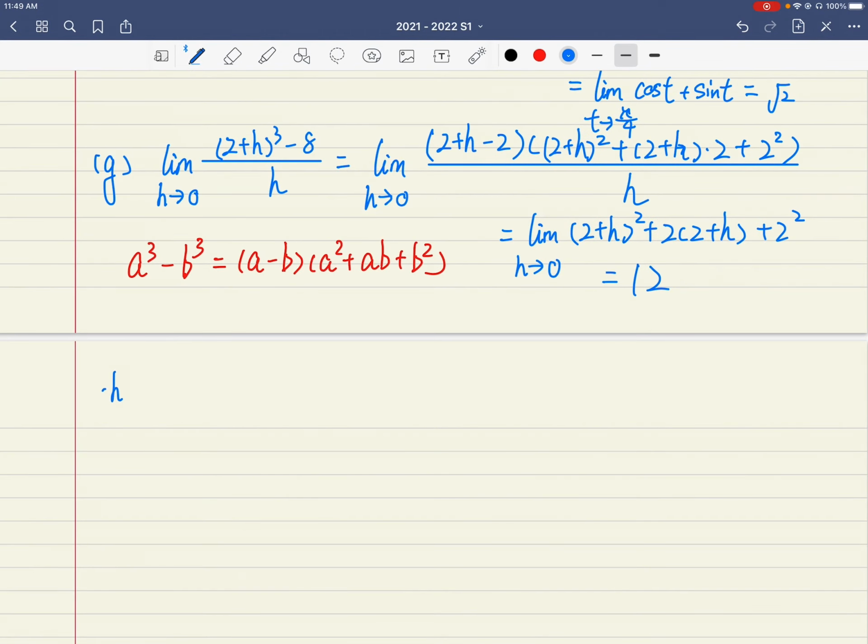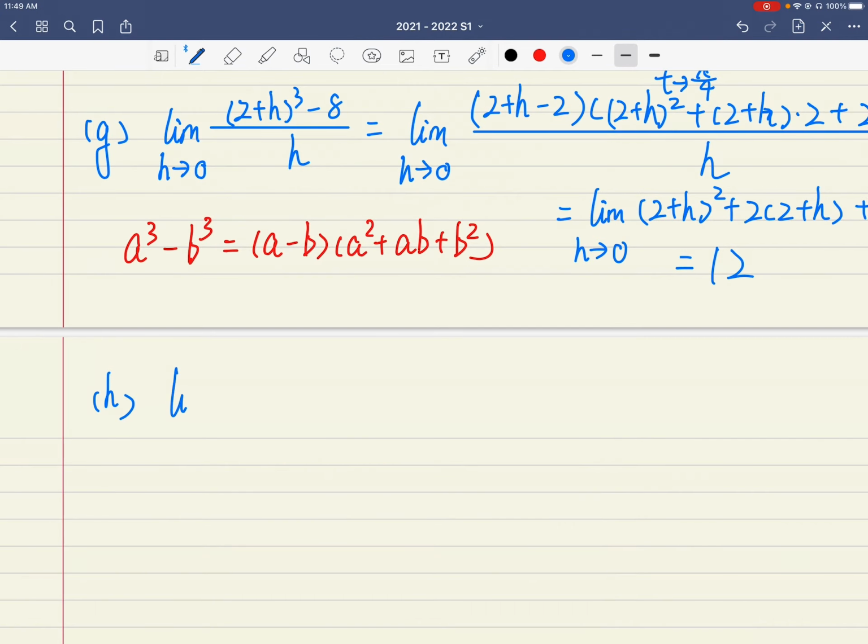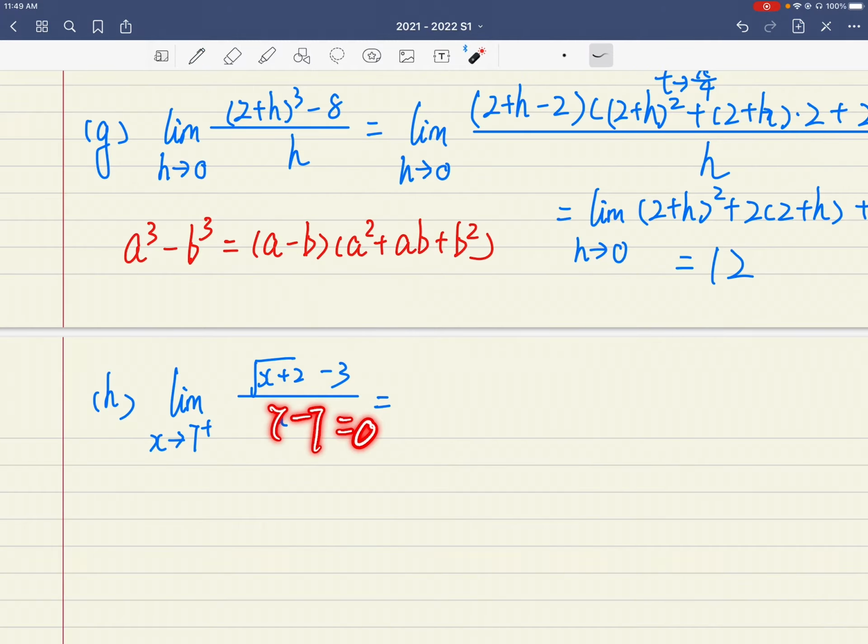Okay, problem H. Problem H, limit as x approaches 7 of square root of x plus 2 minus 3 over x minus 7. Right, so again, do the substitution. 7 minus 7 is 0. Here it's square root of 7 plus 2 minus 3, it's also 0. Okay, so here you have square root minus, so you can do the rationalization.